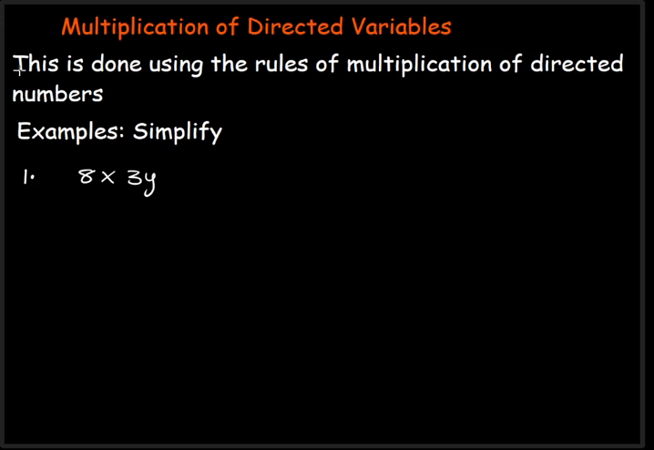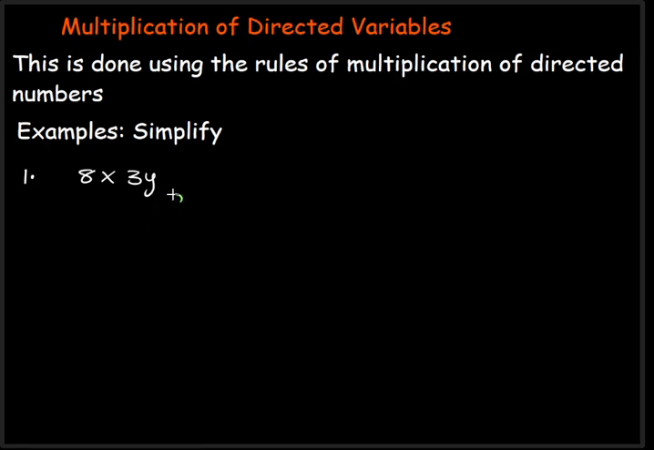Plus times plus equals plus, minus times minus equals plus, plus times minus equals minus, and minus times plus equals minus. So in summary, when same signs multiply, our result will carry a positive sign, and when different signs multiply, our result will carry a negative sign.